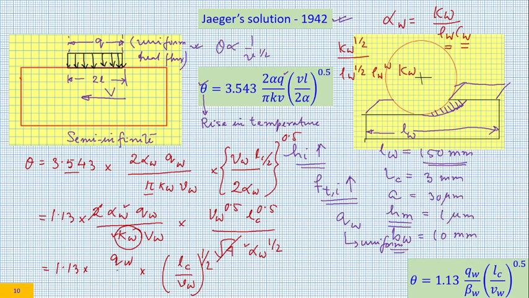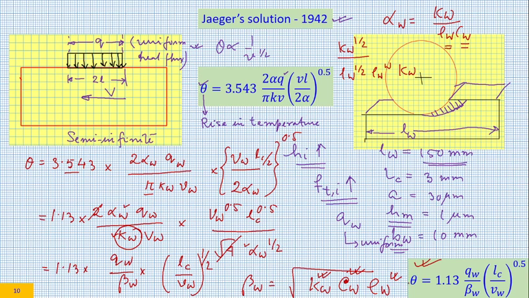So this we will write as beta W, where beta W is nothing but square root of KW into CW into rho W, where rho is the density of the workpiece, C is the specific heat, and K is the thermal conductivity. Okay, so beta W is a new thermal property term that we have introduced. So what we are getting is this particular equation by analyzing from Jaeger's solution.